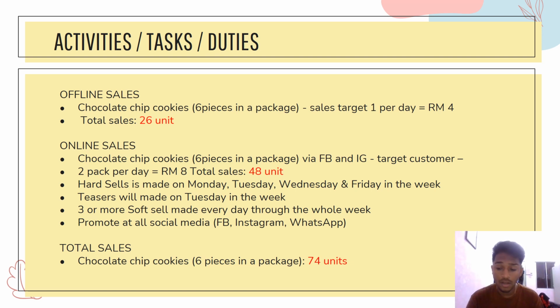Now I would like to talk about our offline sales. The total chocolate chip cookies, which means 6 pieces in a package, and we targeted per day is 1, which means RM4. And our total sales for that week is 26 units.